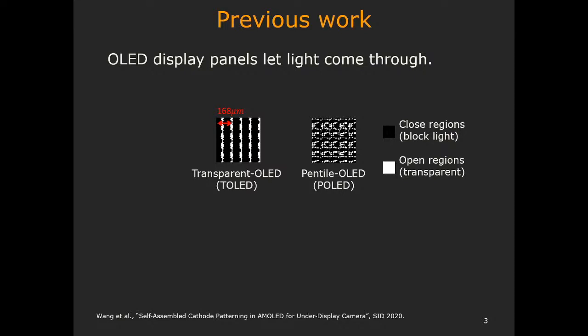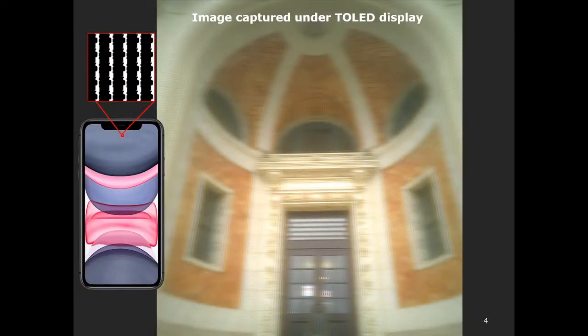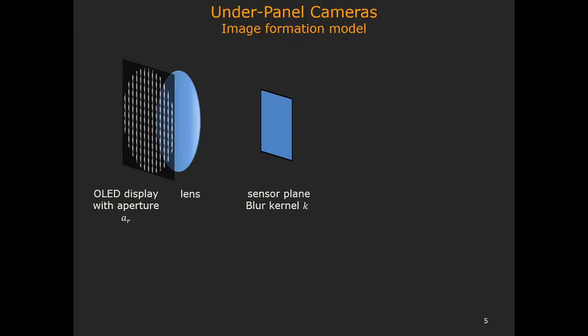Let's take a look at a photograph captured with one such under-panel camera. Surprisingly, the captured image is blurred significantly. To understand why this is the case, let us take a look at image formation of an under-panel camera. In an under-panel camera, we have a lens and an image sensor observing a scene through the openings of the display. This display acts as an aperture on the lens, and it has features on the order of tens to hundreds of microns. These features diffract light, which results in large blur.